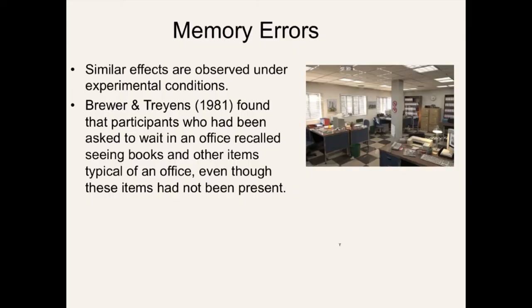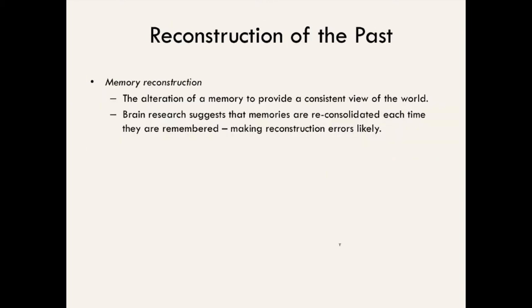So in the last slide, we looked at this picture of an office and learned about a study where participants were asked to just wait in an office, and then later on were given a memory test about the items that they may have seen in the office. Several participants recalled seeing books and other items typical of an office, even though those items had not actually been present. So let's start thinking about what is causing these different kinds of memory errors.